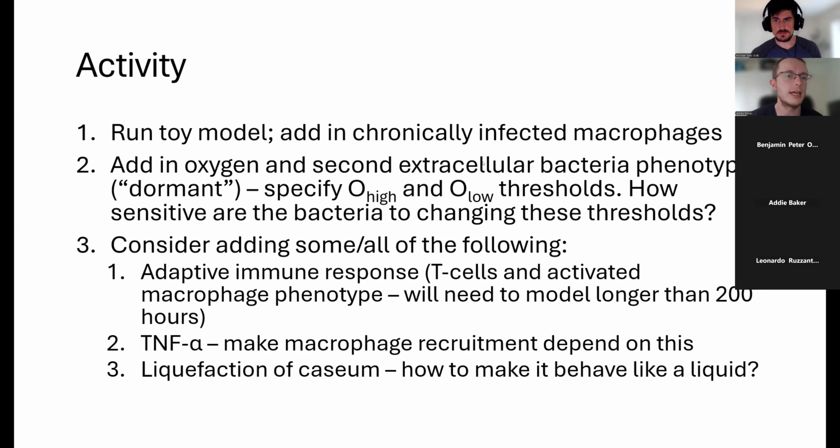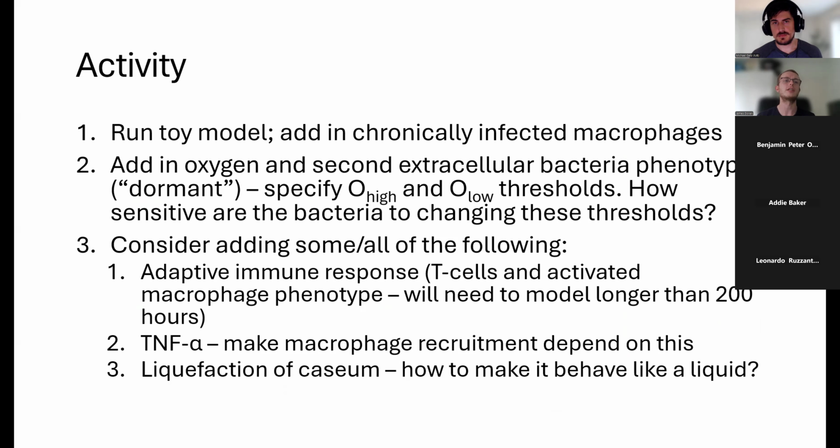So, in terms of the activity, hopefully you can access the toy TB model that I think Marcus just posted a link to in the chat. Obviously, it's quite a long running model, so it may not be possible to run it all the way through right now. So maybe just try running it and look at it for a few hundred steps and see that it works as expected.